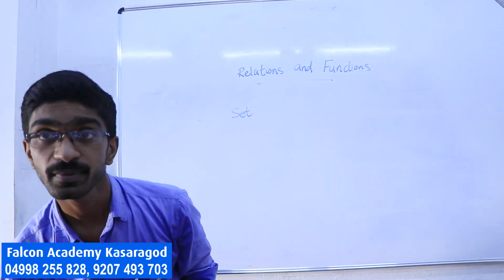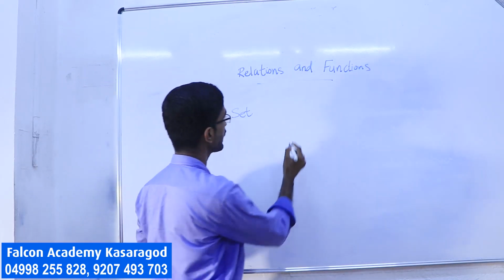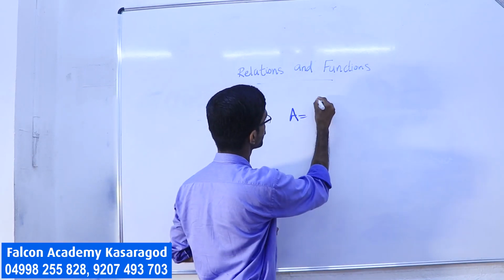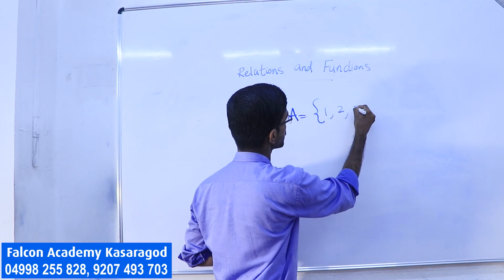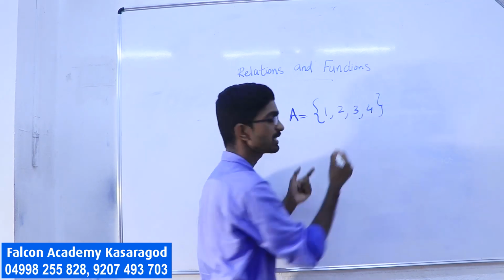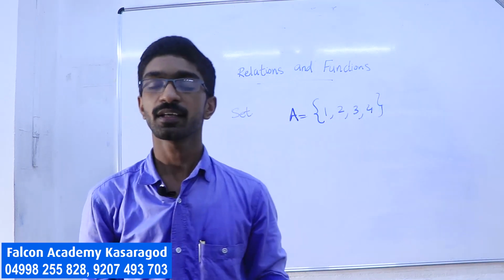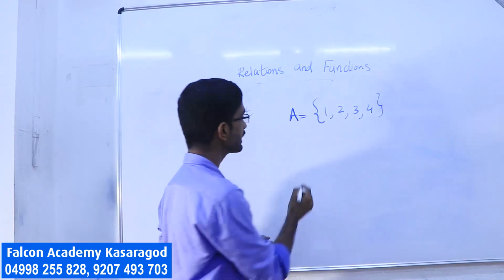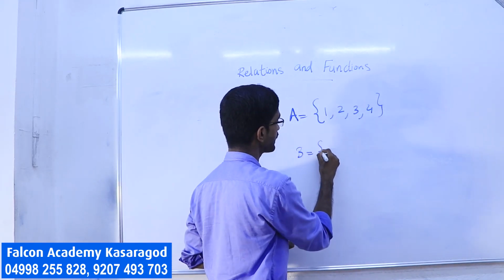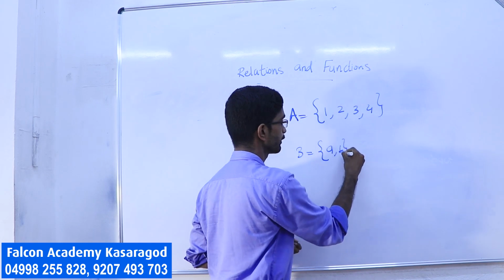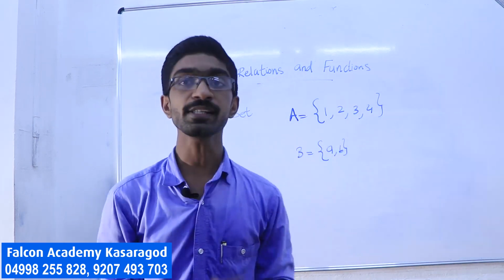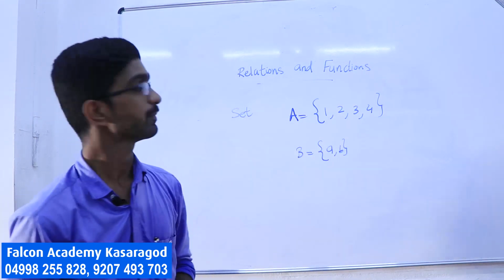So for example, I can write the collection A of 1, 2, 3 and 4. So this is an example for a set. Now, suppose I have another set B. So I can write maybe a, b. The set B contains two elements a and b.